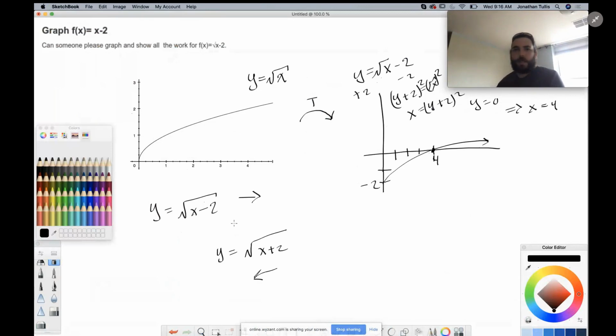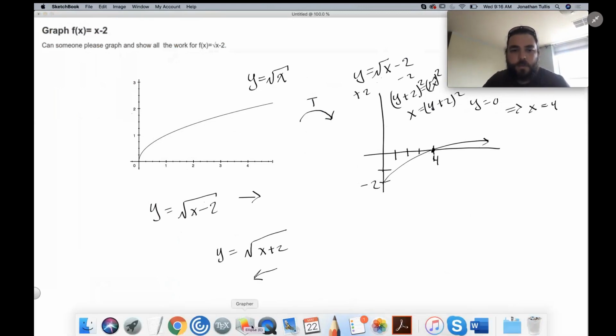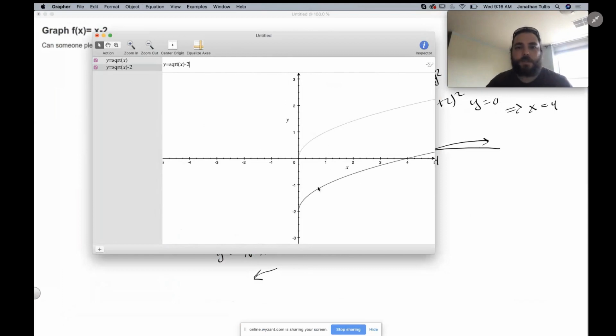So let me show you that again on the graph real quick here. If I go minus 2, you see it was shifted down just like we had there. And now I'm going to add plus 2 in here, and it's going to bounce to the left. See? And then I'm going to make it minus 2, and it will bounce to the right. Oops, x minus 2. See?